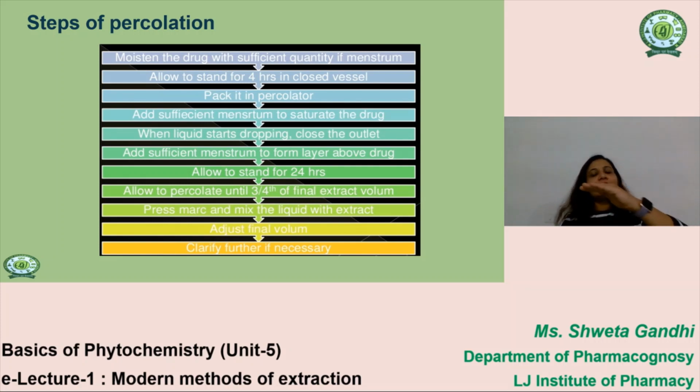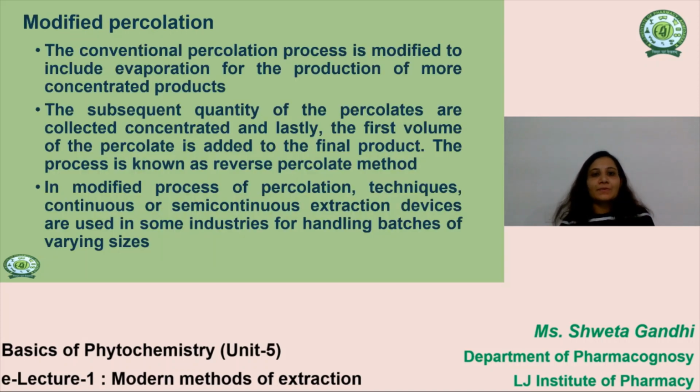It means we will add more menstruum so that the level above the drug is maintained and the drug stays wetted with the menstruum. Then allow to stand for 24 hours. Then allow to percolate until the final extract volume is 3/4 of the volume. Now press the marc, mix the liquid with the extract, again adjust the volume and collect the filtrate. This is the whole process of percolation.